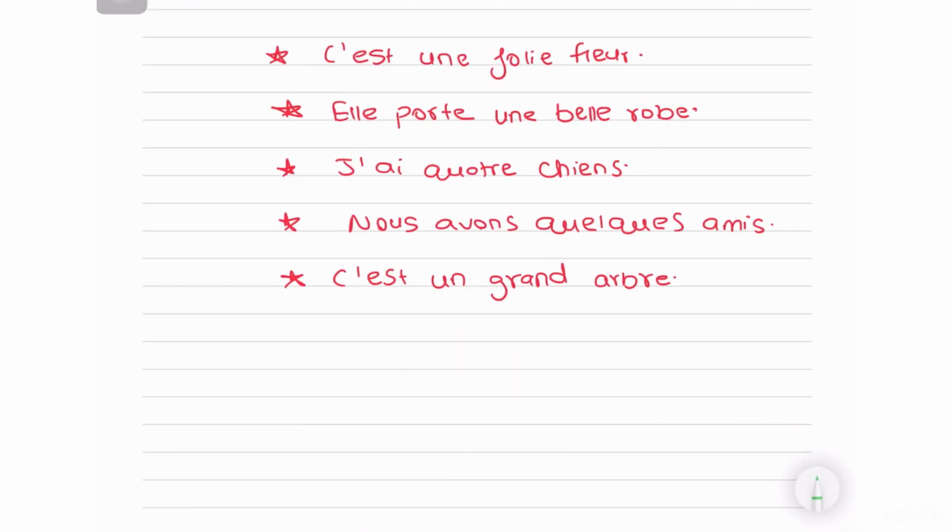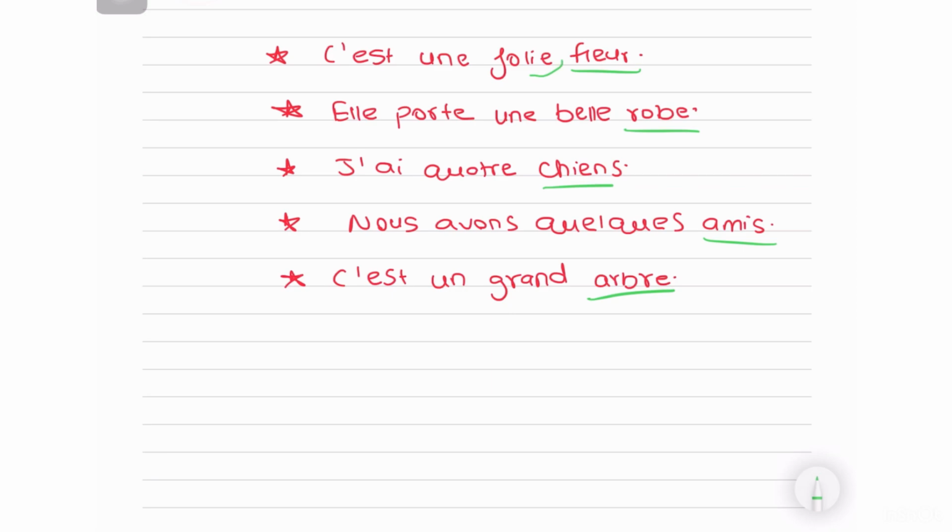Now we'll just look at a few examples to make it crystal clear. Okay, in the first one, you'll notice we're describing a flower. And here we're describing a dress. Here we're describing dogs. Here, friends, and finally a tree. And we're using adjectives to describe them.